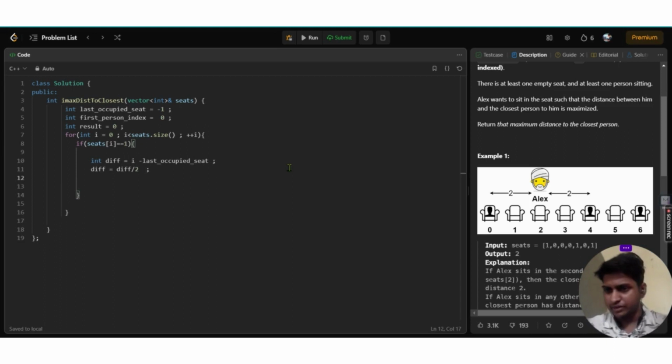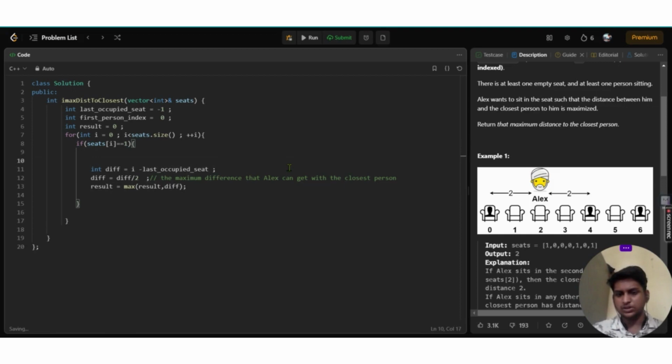I explained why we are making it half, because this is, you can say, the maximum difference that Alex can get with the closest person. Now we have to update our result as the maximum of result, because we want the maximum, so we are updating our result with the difference. But now we have to include our edge cases also.